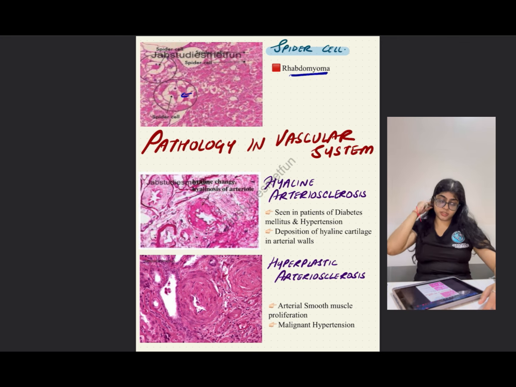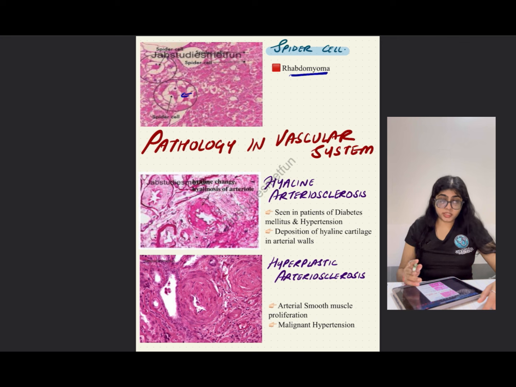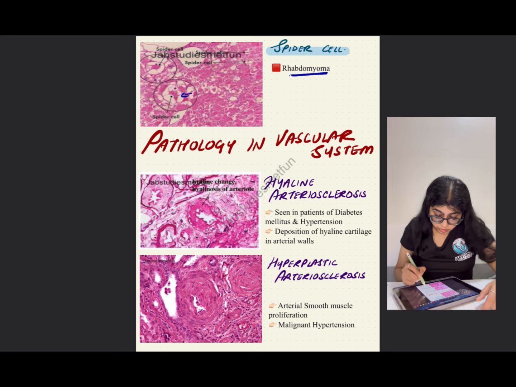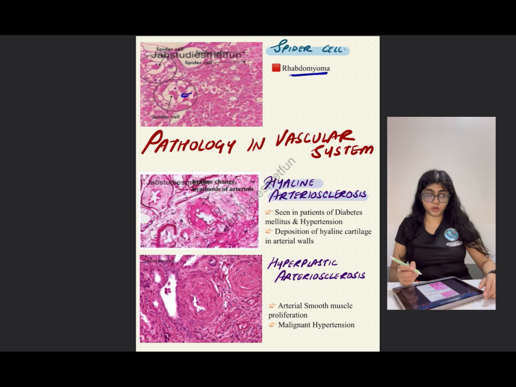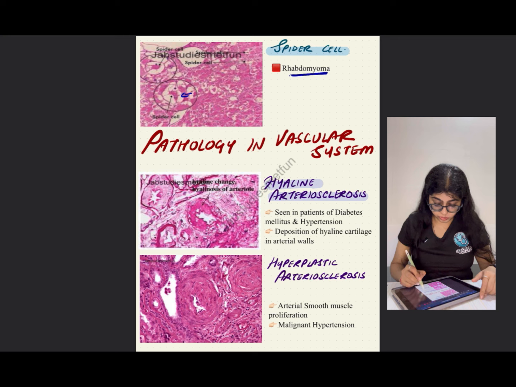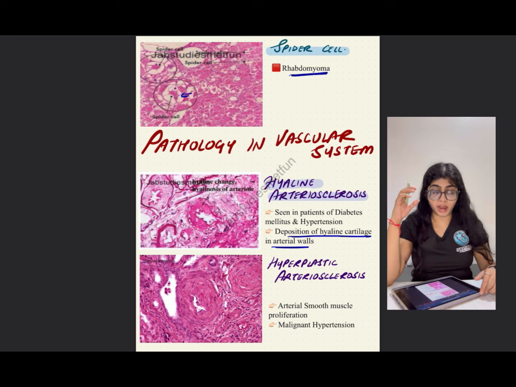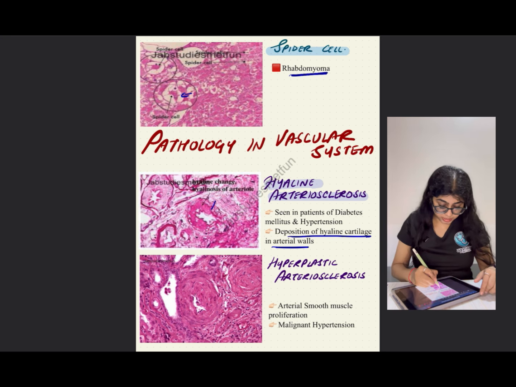Pathology in vascular system. So what can we see in the different arteries and veins of the body? The first one is hyaline arteriosclerosis. It is seen in patients with diabetes mellitus and hypertension. Arteriosclerosis is mostly common in comorbid disorders. It is the deposition of hyaline in arterial walls. So you can see that there is a hyalinization of the arterial wall.